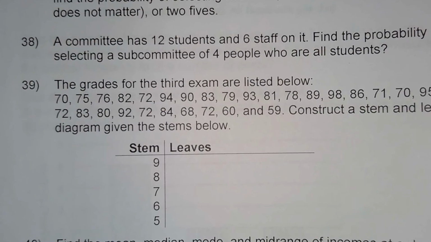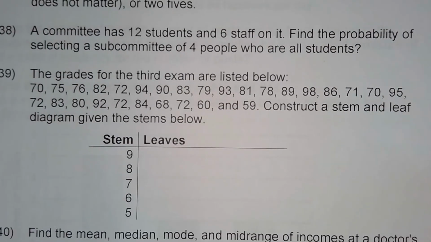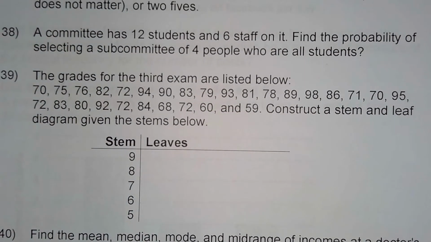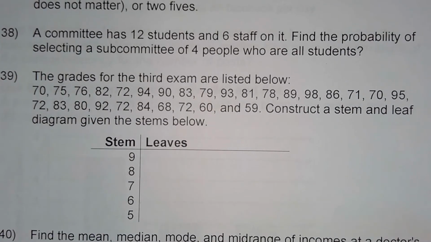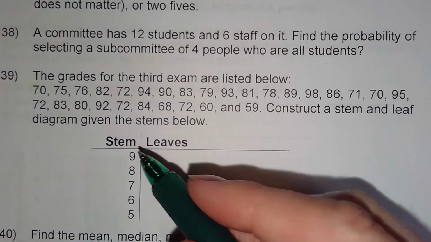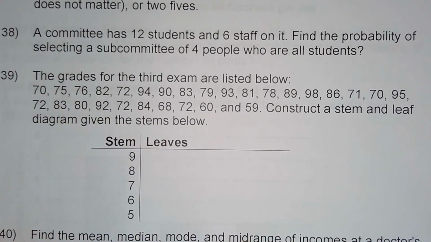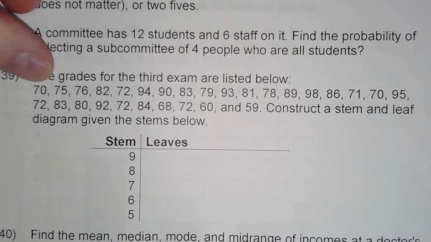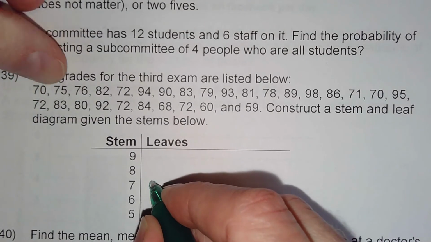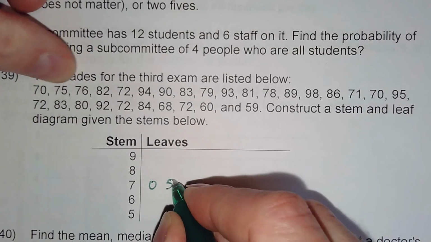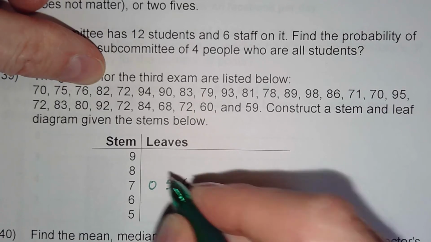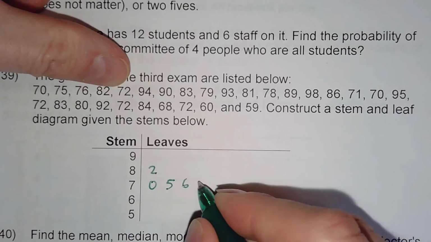Alright, so number 39. The grades for the third exam are listed below. Construct a stem and leaf diagram with the given stems. So think of your stems here. These are the tens place. Our leaves are going to be the ones place. So I'm looking at this 70. Put a 0 here. 75. 76. 82. 72.